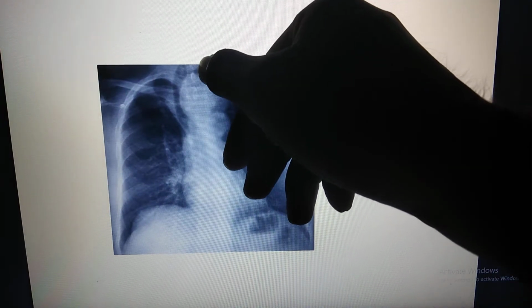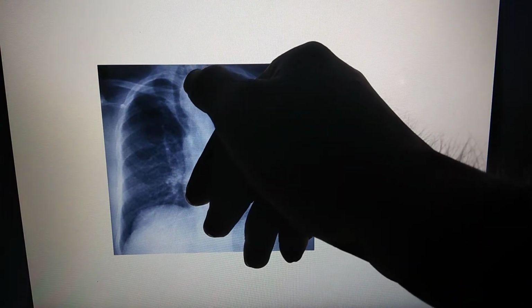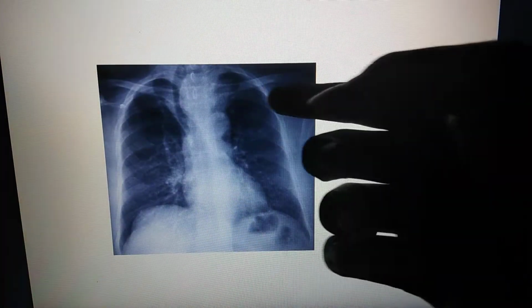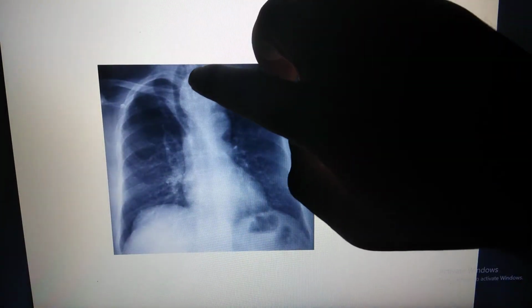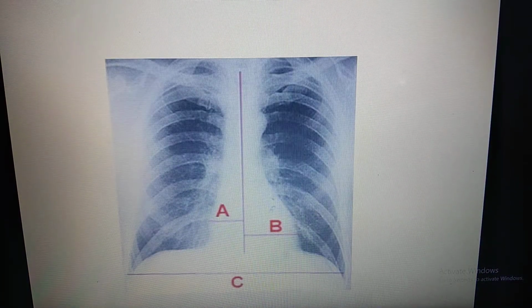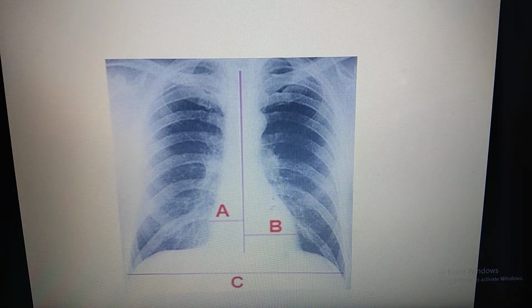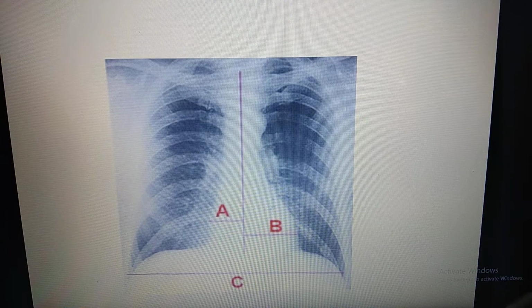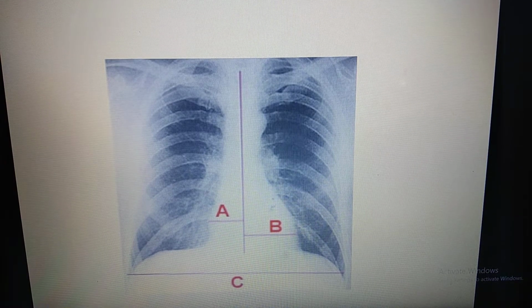This is the spinous process, and oh my god, we see the trachea has been shifted. Can you see the trachea here? It's been shifted. Okay, this is known as tracheal shift. Next one.